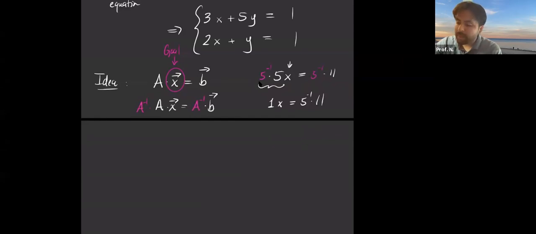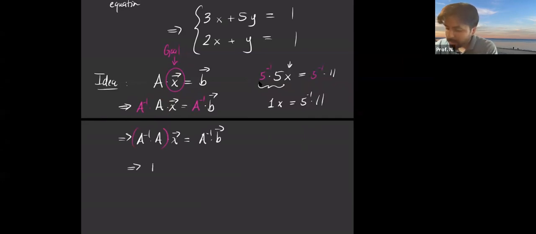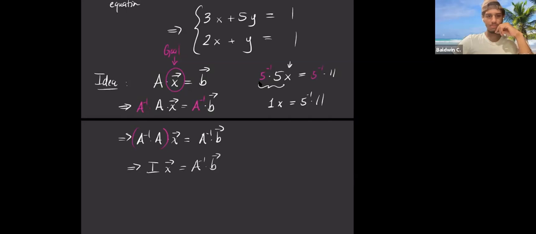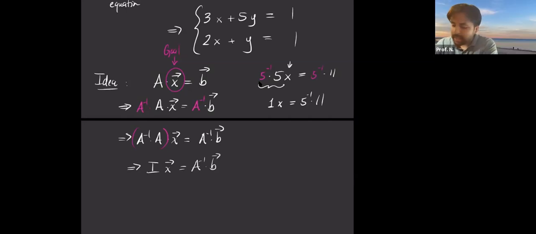But then what happens? What do I know? Matrix multiplication is associative. So I can do this first, can I? Again, this is just the idea. Now, if I do this first, what happens when I multiply a matrix by its inverse? What do I get? The identity, right? And if I multiply anything by the identity, I get that thing again.